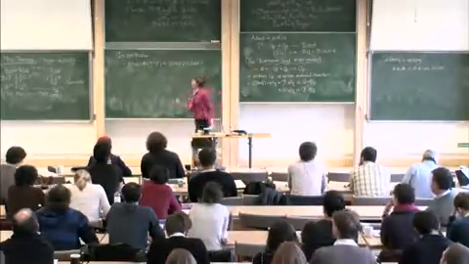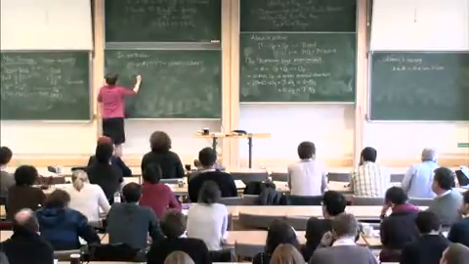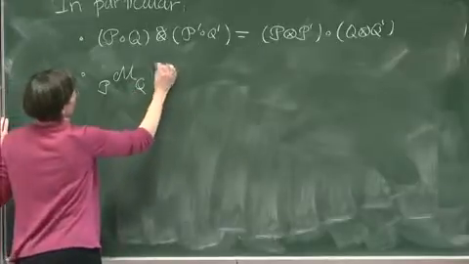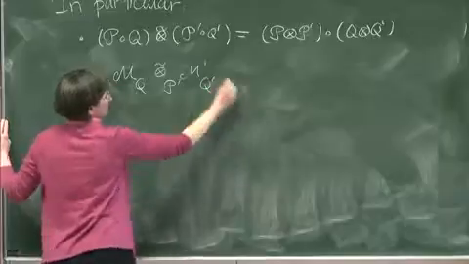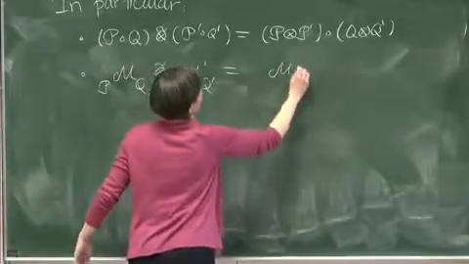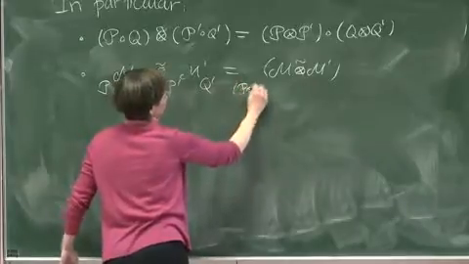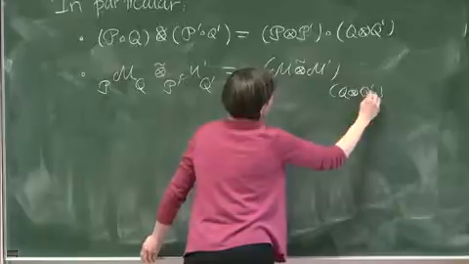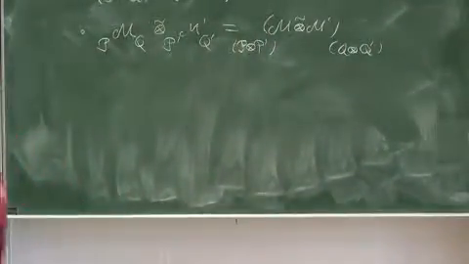So that's one thing. And the other thing is that the other way it's commuting says that if I have M, which is a P-Q bimodule, and M prime, which is a P prime Q prime bimodule, then this guy is a P tensor P prime, Q tensor Q prime bimodule. So things sort of fit together the way you would like them to.